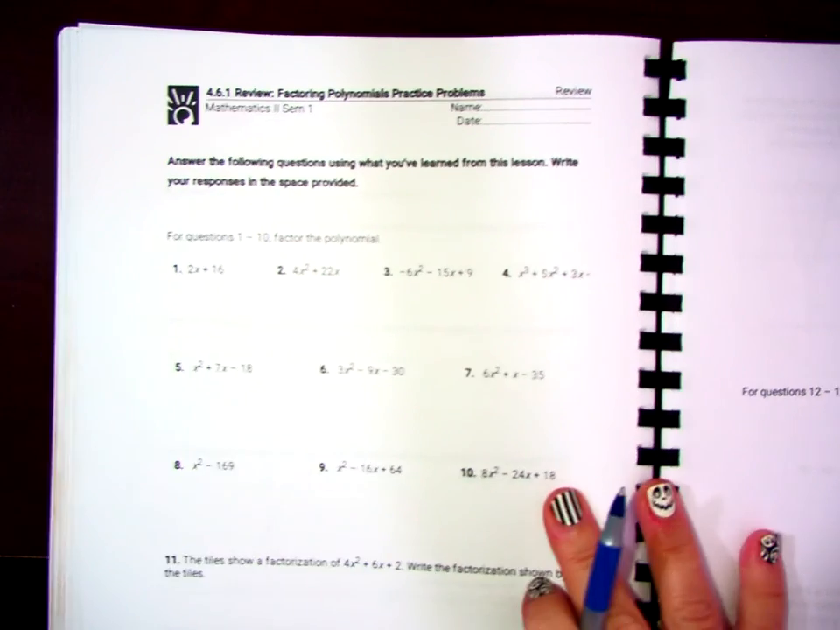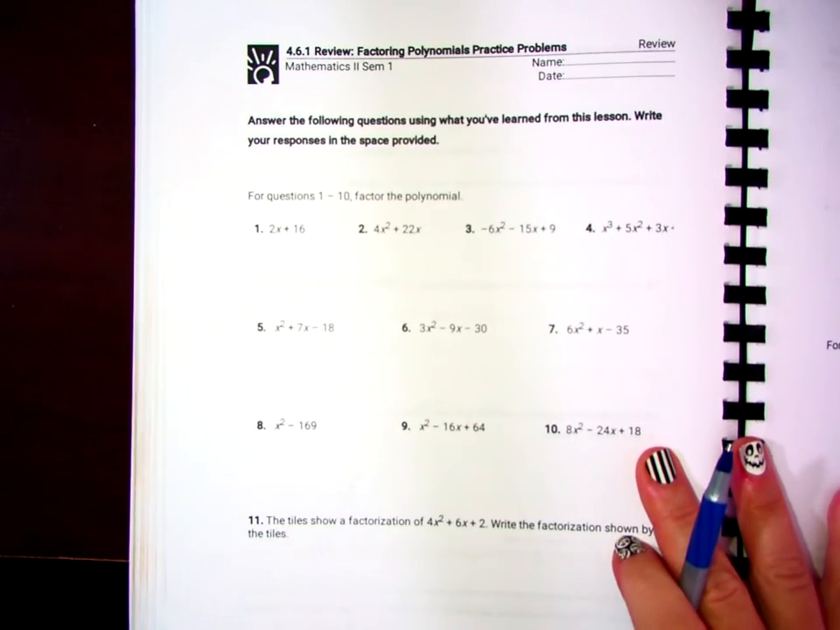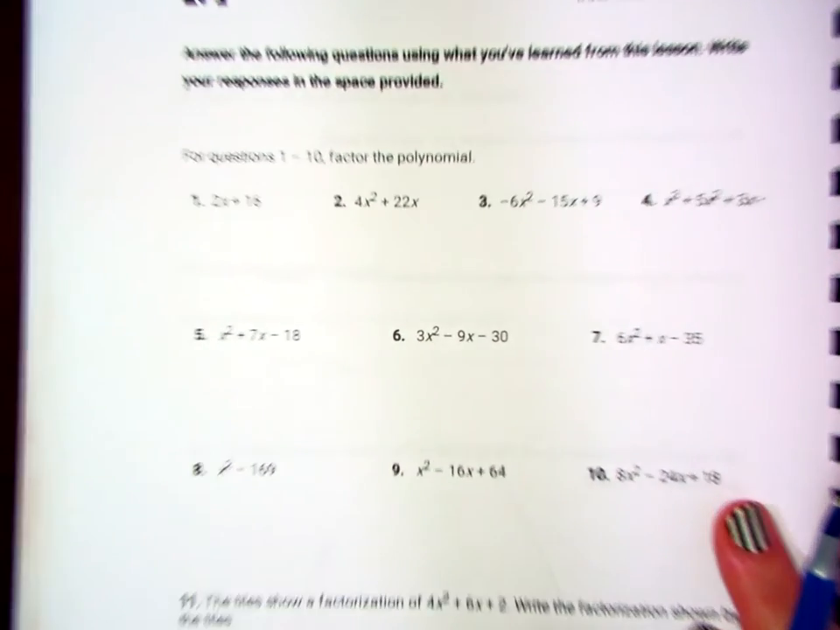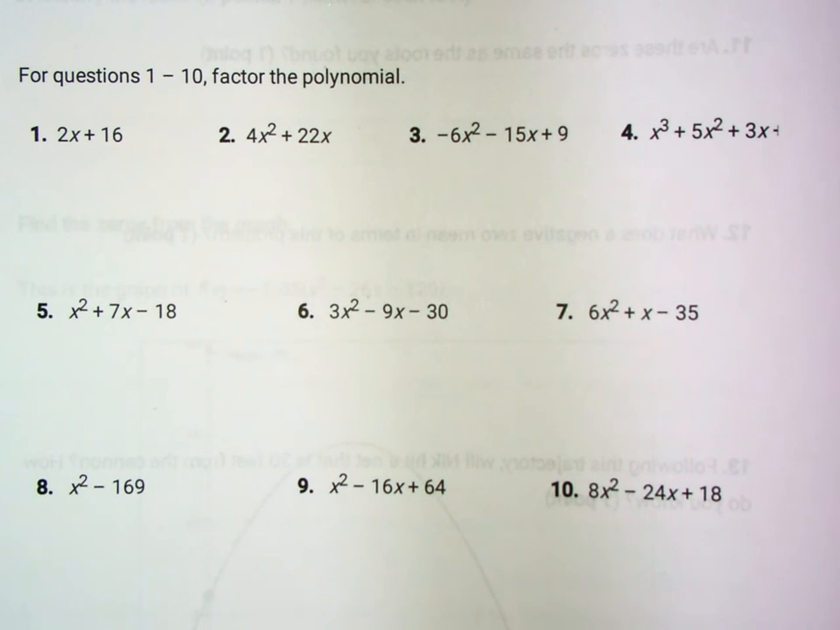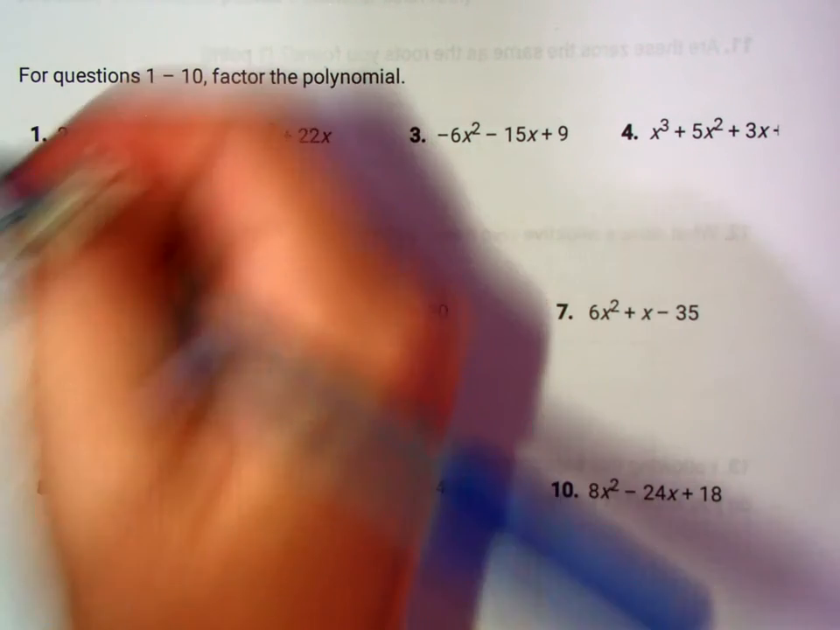All right, let's get started on this review and look at what's going to be upcoming on the test at the end of this week. So we're starting out with just plain factoring, and it starts with 2x plus 16. Remember that the first thing we do anytime we're factoring is look for a greatest common factor. By the way, this is page 260 of the big book.